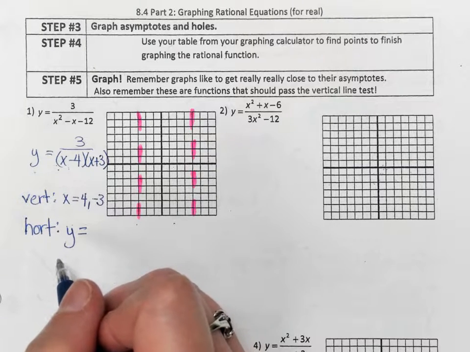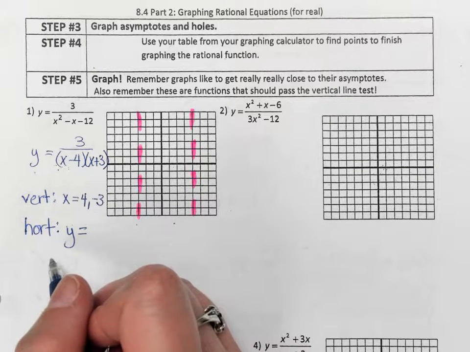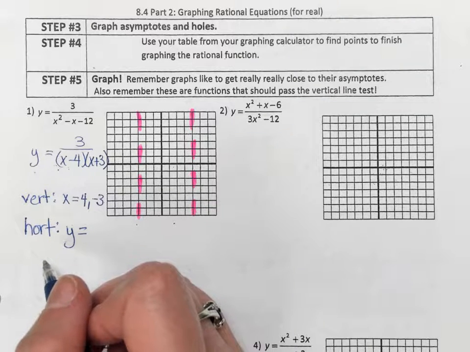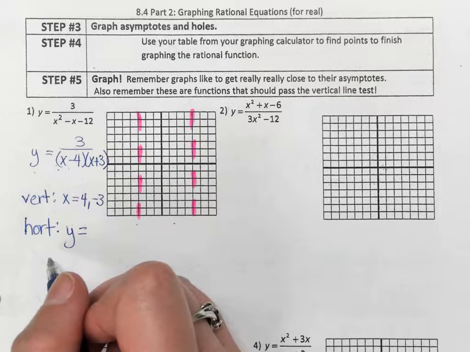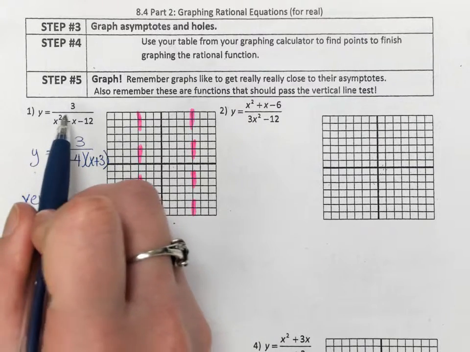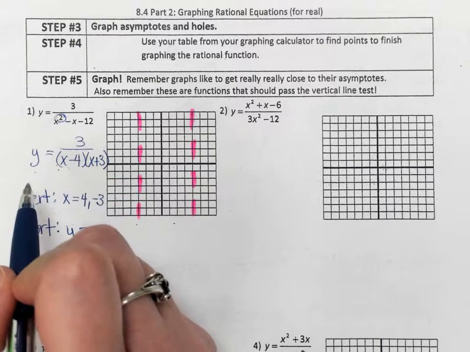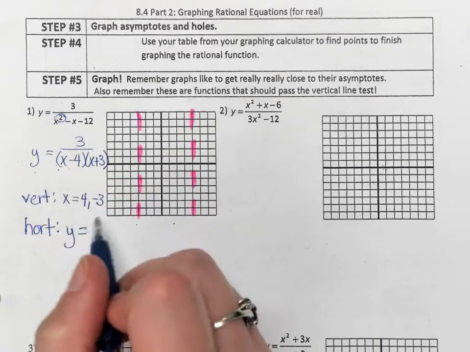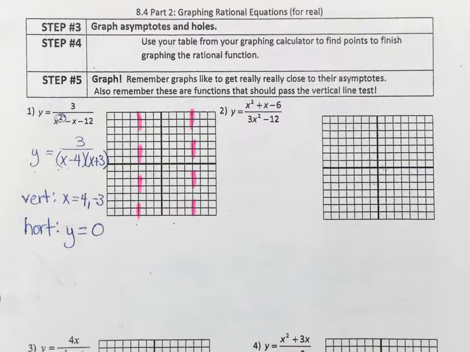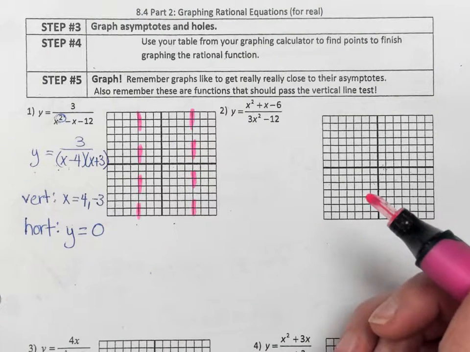Okay, what about horizontal? Remember there were 3 things about a horizontal, so if you need to flip back, I think it was page 8 or page 9. The bottom has the biggest degree, the biggest exponent. So it's y equals 0, right? Okay, so y equals 0 is the same as what?